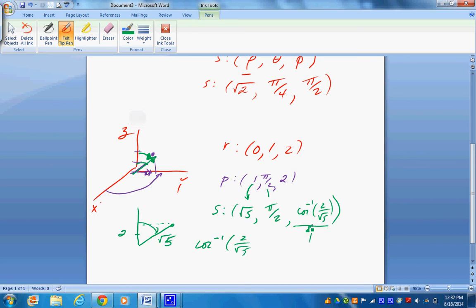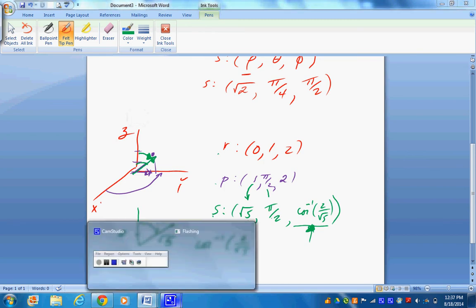I have my answer in rectangular form, polar form, and spherical form. Notice I didn't just pop these into the formulas, but I sort of used my diagrams and I thought about the relationships here. Okay, hope that helps a little bit.